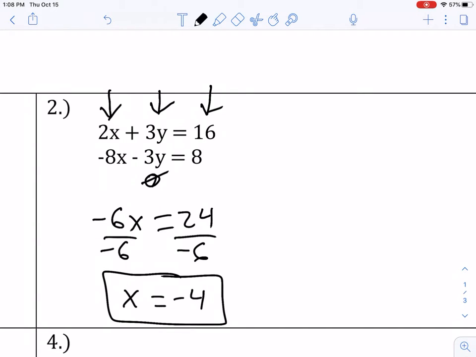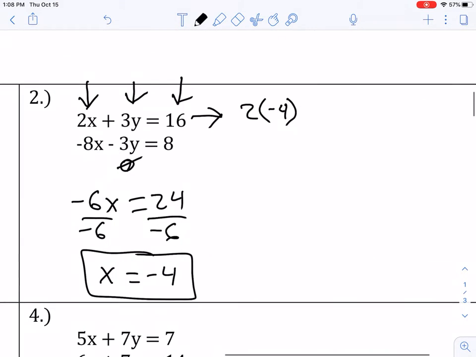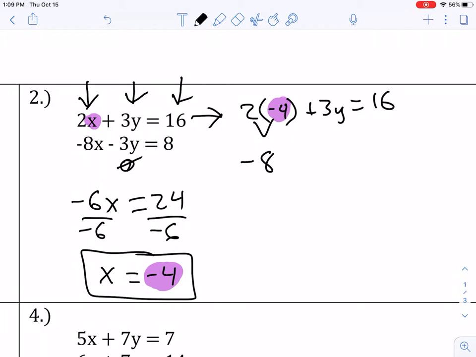I'm going to use that, plug it into either equation. I'm going to use my top one. 2 times negative 4. Now remember, last time we had to plug in for y. This time I'm plugging in for x. So make sure that if you're substituting a negative 4 in, make sure you send the negative 4 to the correct class. Make sure it's substituting for the right teacher, okay? Plus 3y equals 16. I'm going to multiply these up to get negative 8 plus 3y equals 16.